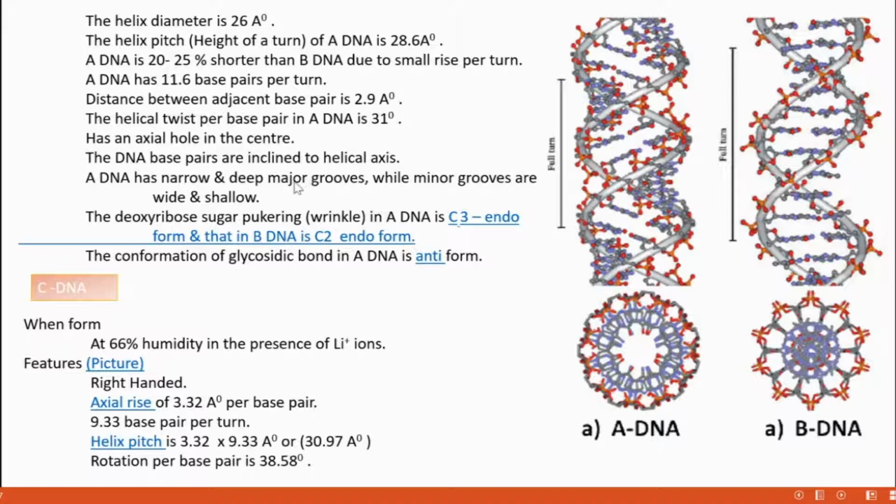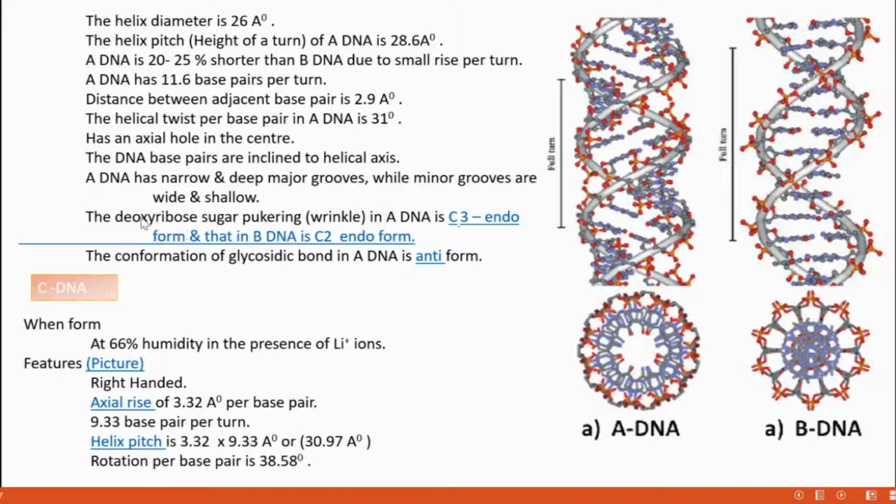And regarding the major and minor grooves also, a difference is there. A-DNA has a narrow and deep major groove. It is narrow, not wide like B-DNA, because it is compressed. That's why that groove becomes narrow. While the minor groove becomes wide but shallow.